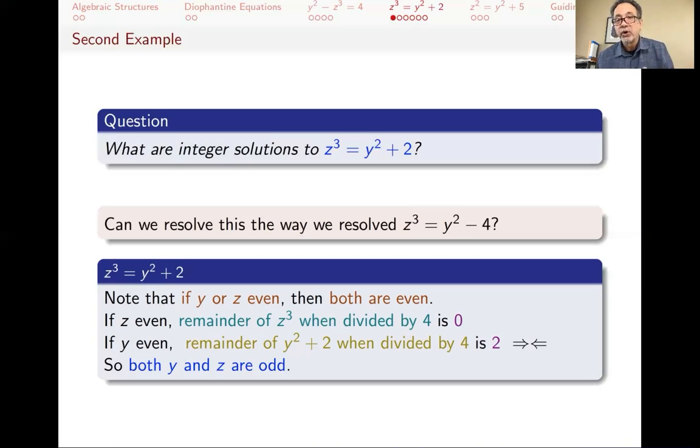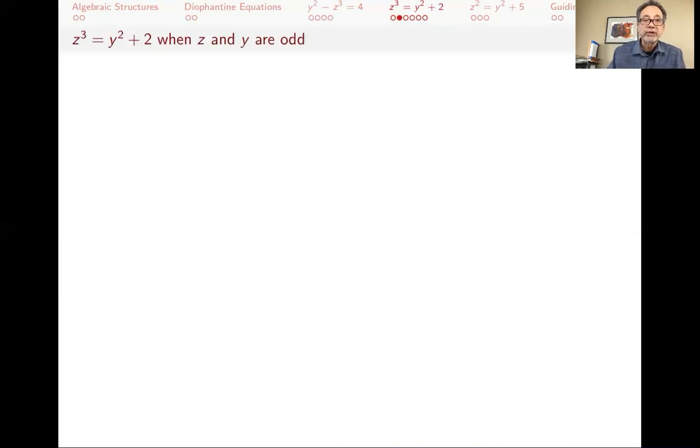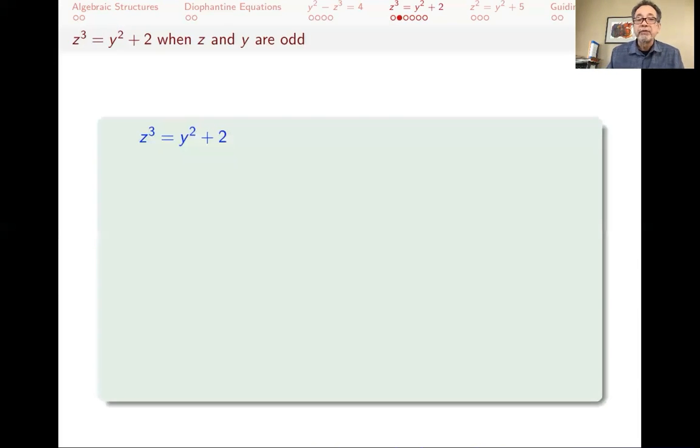So neither z nor y can be even, so both have to be odd. We want to solve z cubed equals y squared plus 2 when z and y are odd. We want to solve it the same way we did the other problem. And so we're going to factor, but the factoring is going to be a little bit different now because y squared plus 2 doesn't factor that easily. Well, it does factor, but you need to use complex numbers and the square root of 2. y squared plus 2 factors as (y plus square root of 2 i) times (y minus square root of 2 i).